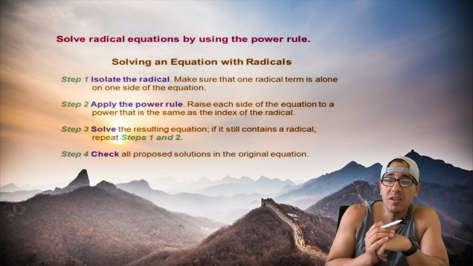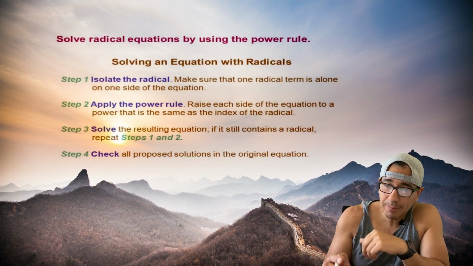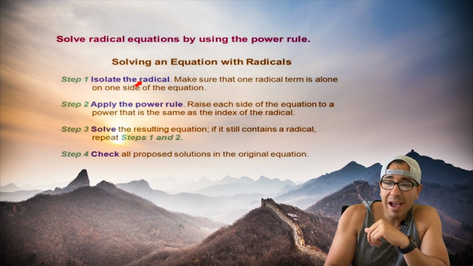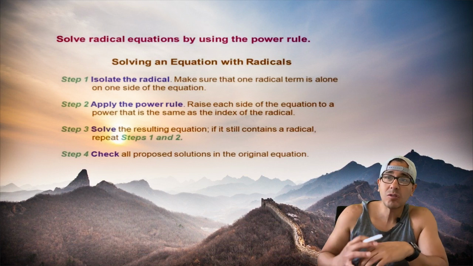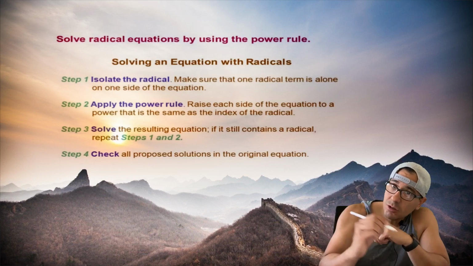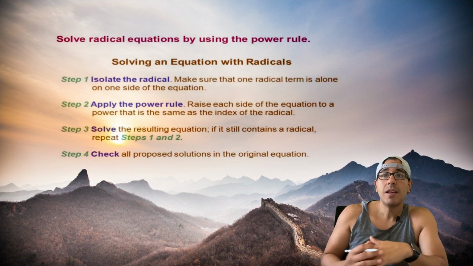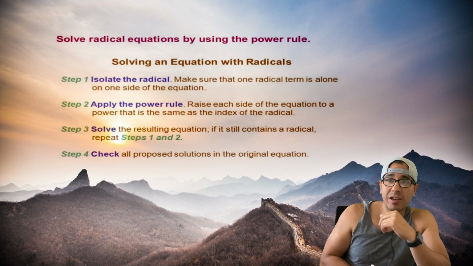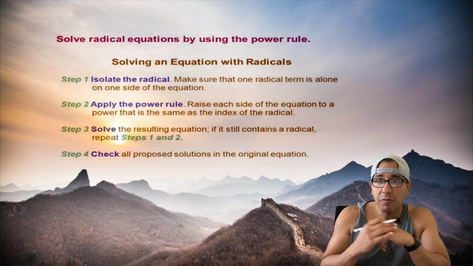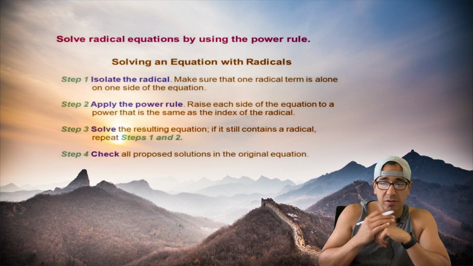So when we're solving these radical equations, right, you want to do this first. Isolate the radical. Make sure that one radical term is alone on one side of the equation, right? So as you're writing down these steps, and I do recommend you writing down these steps, I'm going to show you exactly what is meant by these directions, all right? Then later, after the video, you put this in your own words.